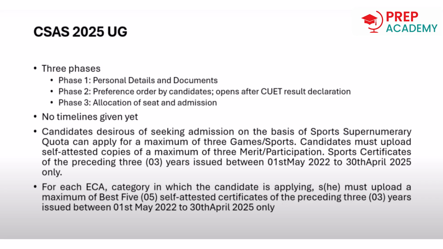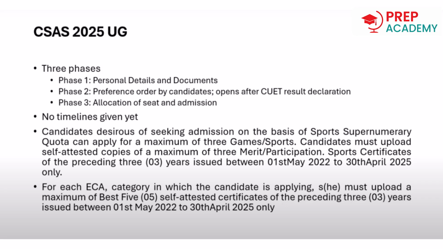Then we move to phase 2. This will only open after NTA declares the CUET results, which we are expecting around early July. This is where your real strategy comes in. You will be giving your course and college preferences, and don't worry, we'll have a dedicated session guiding you on how to create the perfect preference order. So don't worry about that.